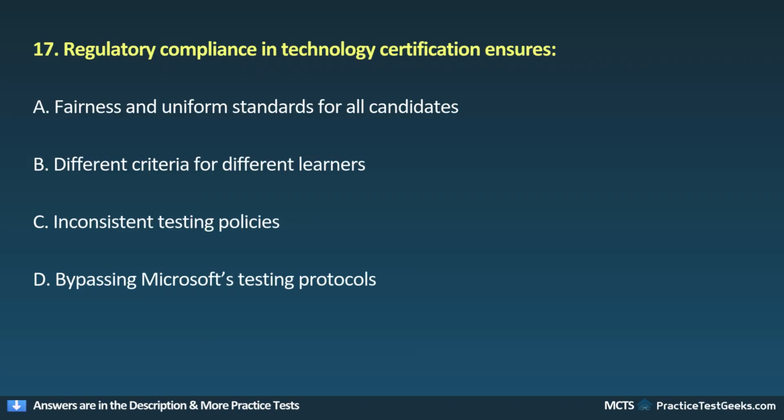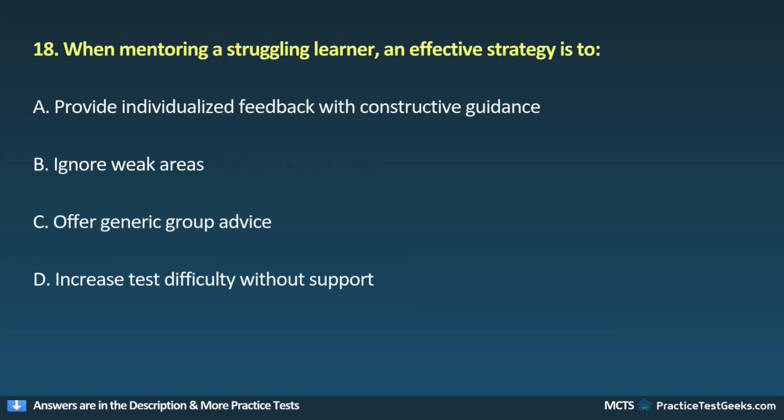17, regulatory compliance in technology certification ensures A, fairness and uniform standards for all candidates. B, different criteria for different learners. C, inconsistent testing policies. D, bypassing Microsoft's testing protocols.